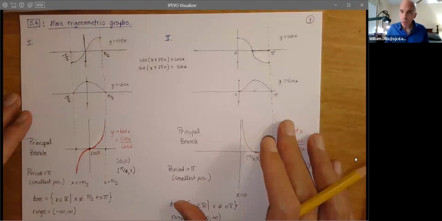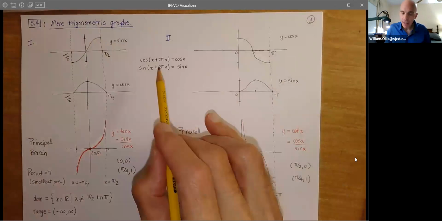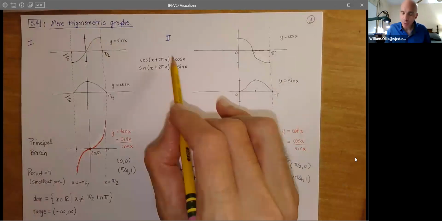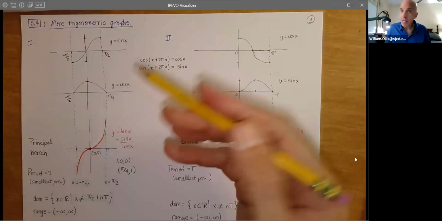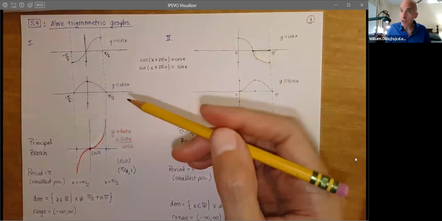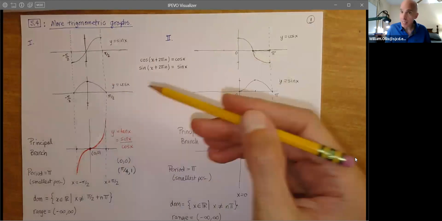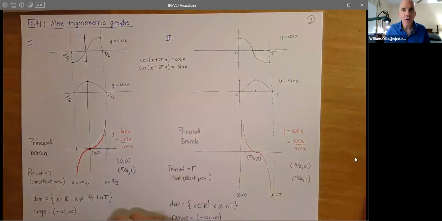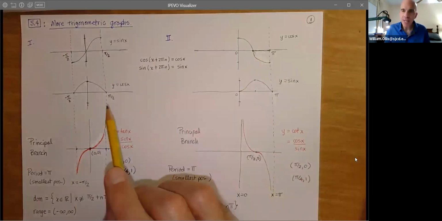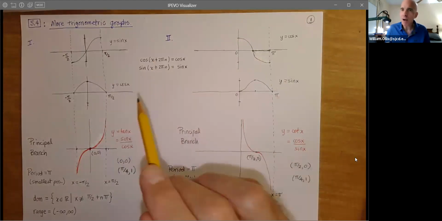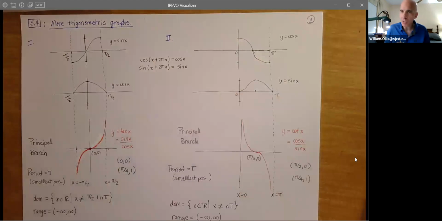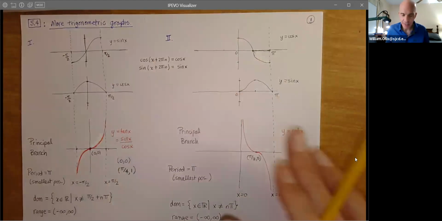Now, with this said, with the period being 2 pi for sine and cosine, you would expect, obviously, that it would also be a period for tangent, cotangent, secant, and cosecant. Now, what we're going to see today is that we can actually decrease the value from 2 pi to pi for tangent and cotangent. And I'll show you why that is the case.